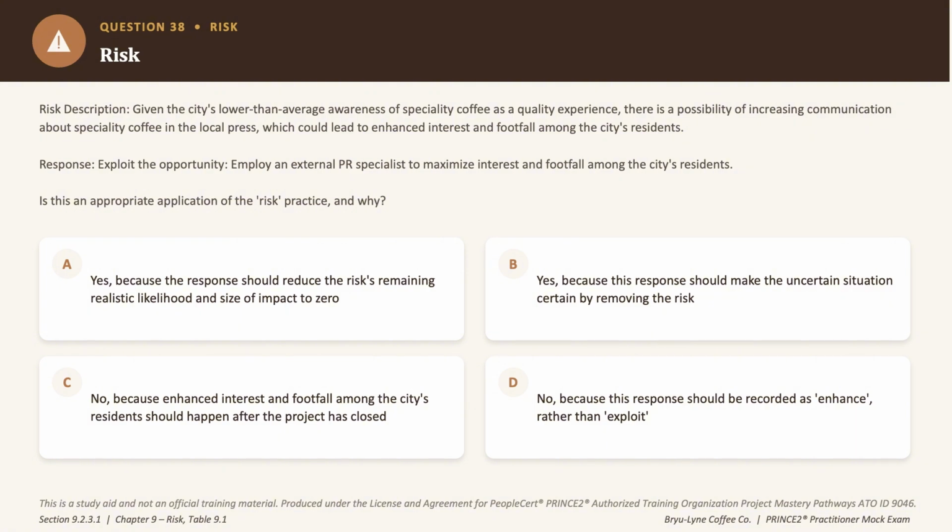Recorded as an exploit opportunity in the response. Now, does that label really hold up? So let's look at the answer choices one by one.